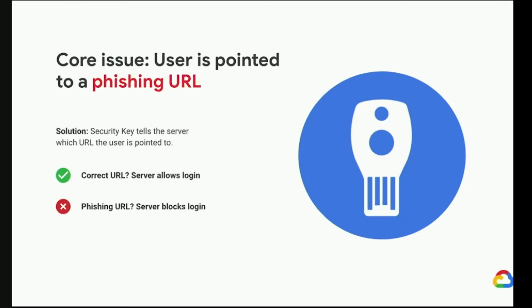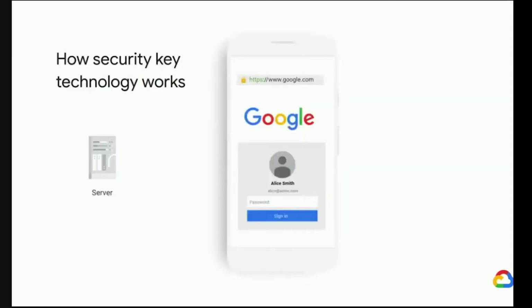So what do we want to achieve with these hard second factors? The core issue is that a user is pointed at a phishing URL, and the security key tells the website upstream what URL the user is pointed to. If it's correct, it allows login. If it's not, it denies it. Very similar to how we provide those authenticated credentials in the data center.